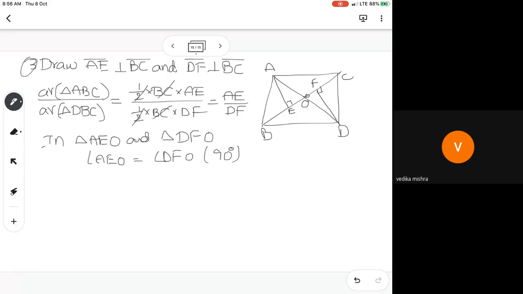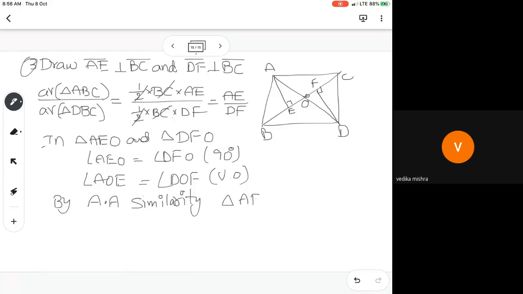Next equal angles, what? Angle AOE is equal to angle DOF, because these are vertically opposite angles. Therefore, by AA similarity, what do you get? Triangle AEO is similar to triangle DFO, isn't it? So when these two triangles are similar, you can write that AE by DF is equal to AO by DO.